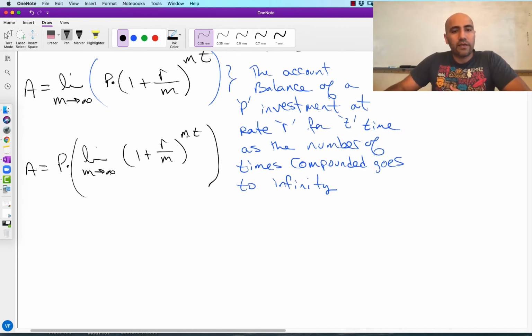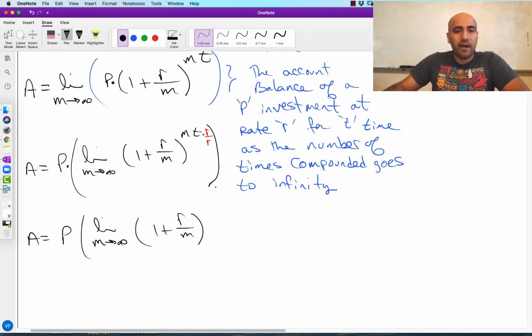Okay, next what I want to do is introduce a little number right here, which I'm going to call r over r. I'm allowed to do that. r over r, that's another version of 1, and I'm multiplying the exponent, and I'm going to distribute it a little bit. So I'm going to rewrite it this way. This is going to be equal to A equals P times the limit as m goes to infinity of 1 plus r over m to the power of, and I'm going to tuck in that m over r, times rt. Right? Just kind of distributing this a little bit.